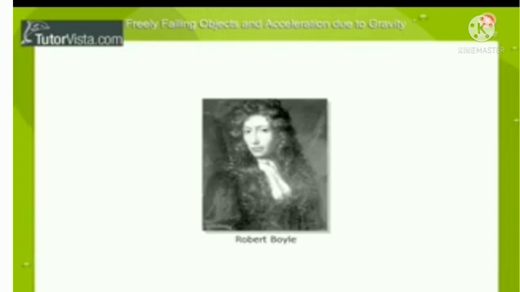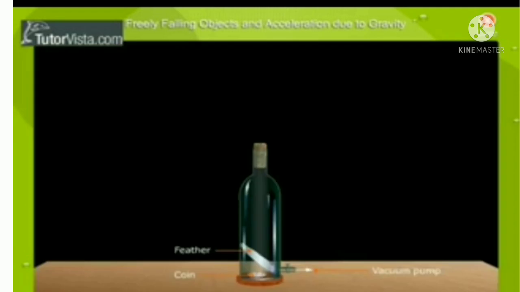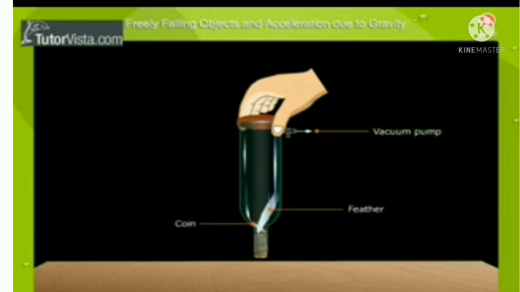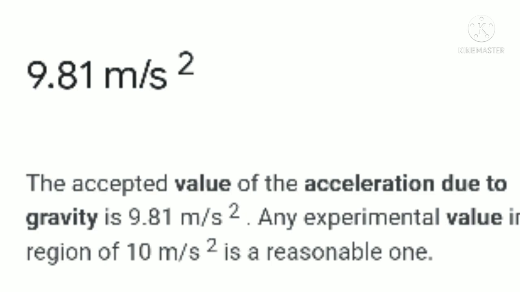It was proved by Robert Boyle also. He did the experiment in which he removed the air from the bottle using a vacuum pump, and he dropped two objects, a feather and a coin. Both reach the ground at the same time. So Galileo's statement was proved by different scientists. Newton also proved the same. The value of acceleration due to gravity is 9.81 or 9.8, and the unit is meter per second square. It is denoted by the letter g.